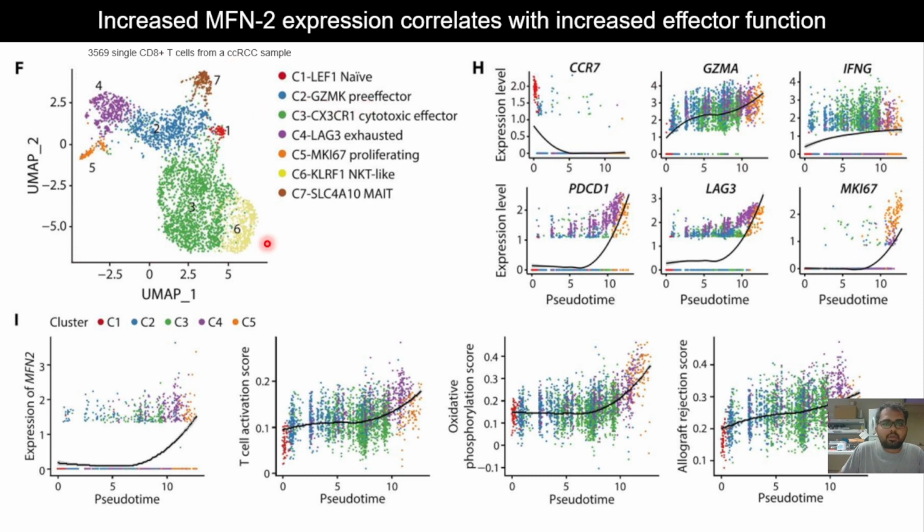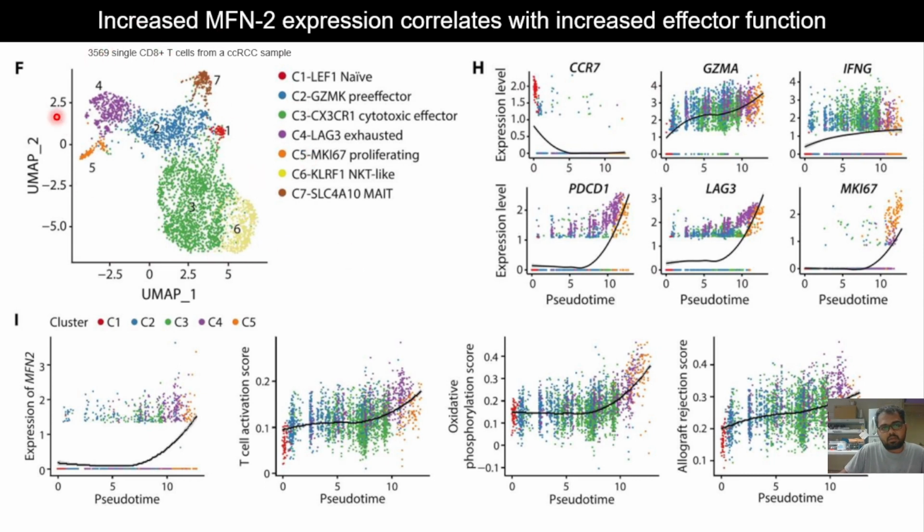So here they plotted different markers, like C1 is LEF1 naive cells. They are expressing LEF1, which suggests they are naive cells, which is here, and Granzyme, they are using the Granzyme marker as pre-effector cells, and CX3CR1 as cytotoxic effector cells, which is mostly here, and the exhausted CD8 T cells which are expressing LAG3, which is here, you can see, and Ki67, which is a proliferating marker, which has been shown here.